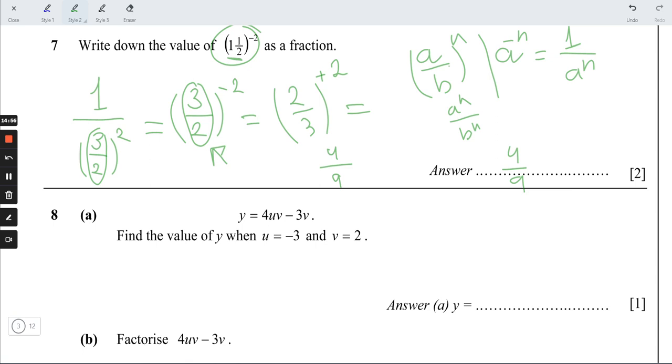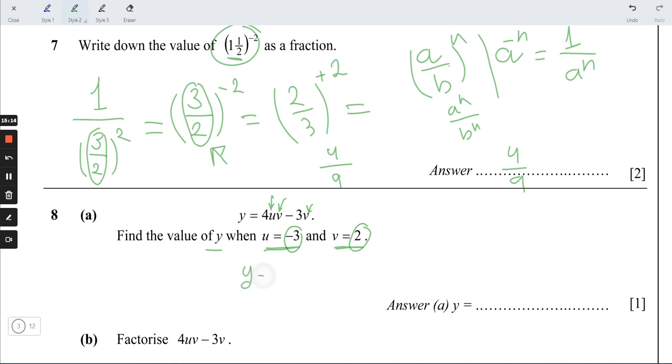Now here, question 8, part A: find the value of y when u equals minus 3 and v equals 2. So instead of each u, I will write minus 3, and instead of each v, I will write 2. This is how we can do it.